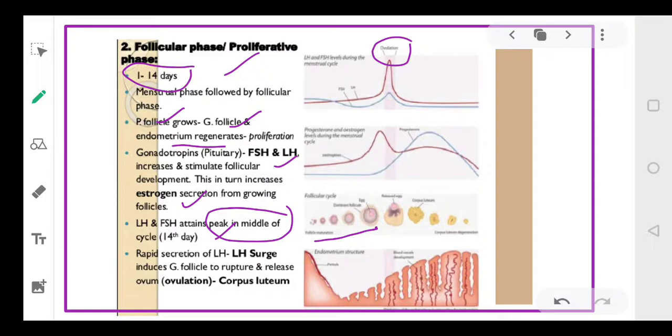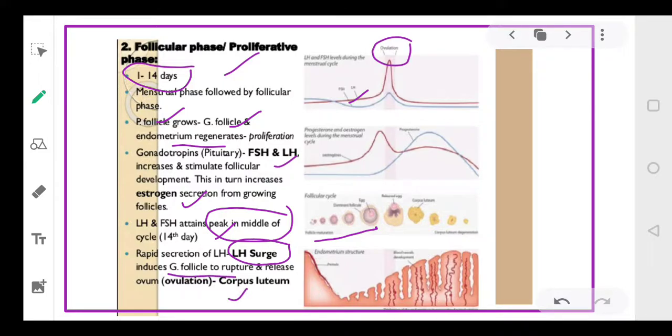So during the ovulatory phase, the egg will be released from the ovary. And this is the 14th day, in the middle of the cycle. During this ovulatory phase, the level of LH and FSH will be highest, and we can say the level of estrogen is also highest. Since the level of LH is highest, it is also called the LH surge. And this LH surge causes the Graafian follicle to rupture and release the ovum.